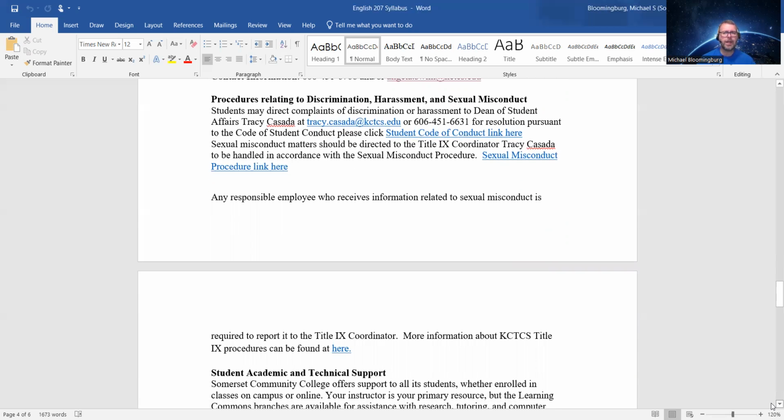Procedures related to discrimination, harassment, and sexual misconduct should be directed to the Dean of Student Affairs, Tracy Cassida. Tracy's information is given on the syllabus for you.